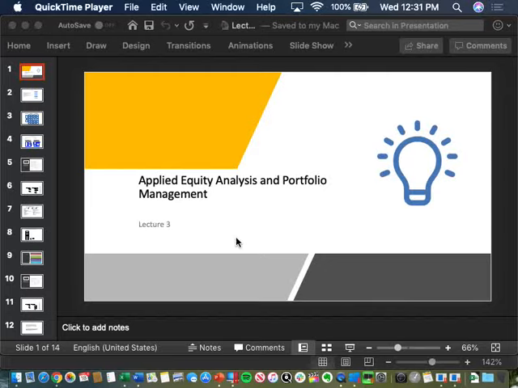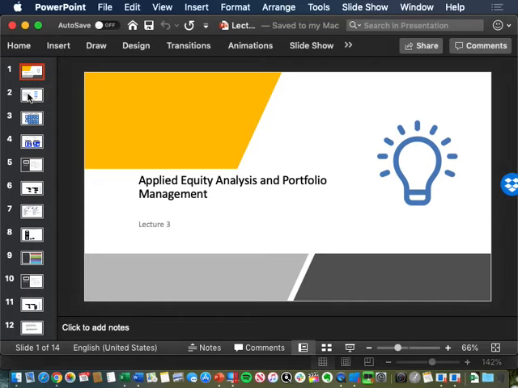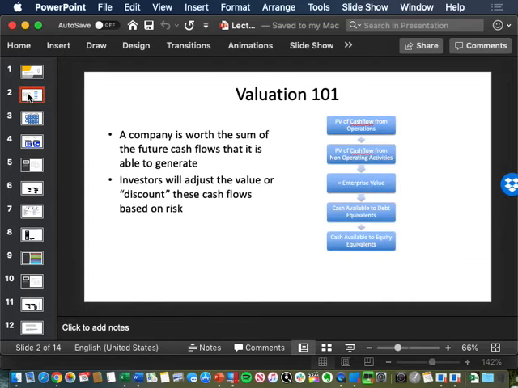Right, so today we're going to talk about economic statement conversion. Basically, what we're going to do for valuation is eventually use the Modigliani-Miller format for enterprise DCF valuation. Okay, so what that basically means is a company is worth the sum of its future cash flows.